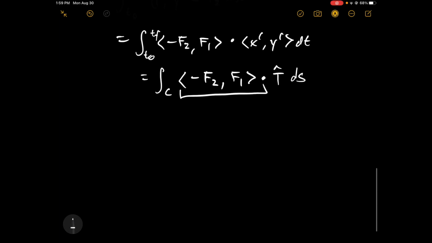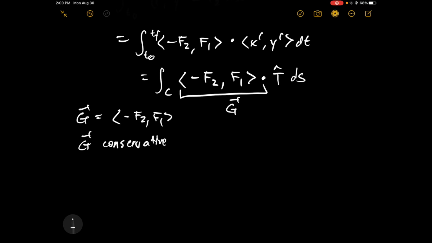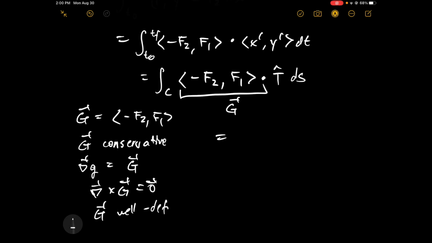And so let's call this vector G, and assume that G is conservative. If so, then we get the gradient of g equal to this, and we know that the curl of G is the 0 vector, and we know that g is well defined, which leads us to the conclusion that it is g of B minus g of A, and hence we get our second fundamental theorem of calculus.